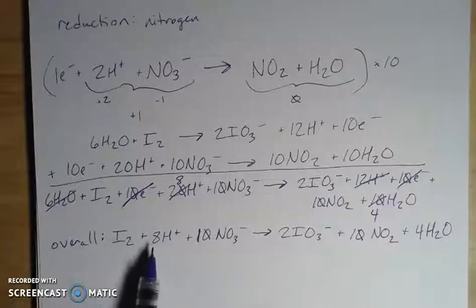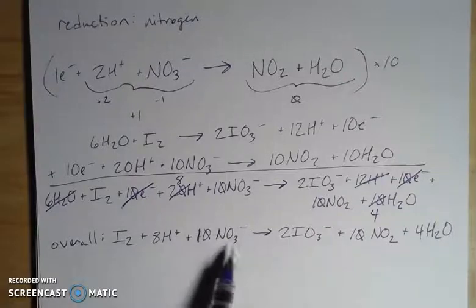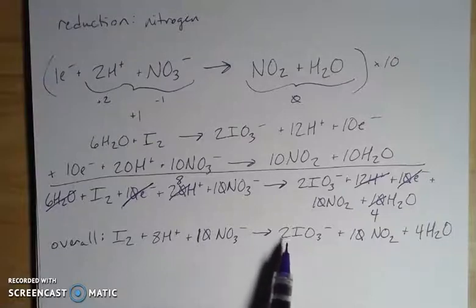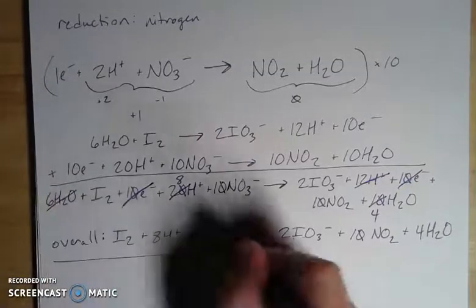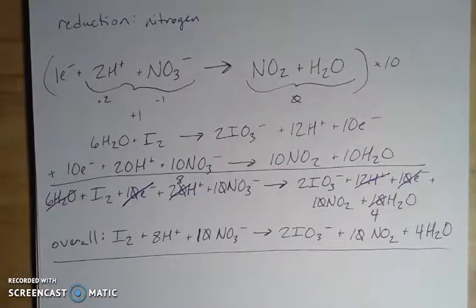And now, charge-wise, I have 8 plus here, 10 minus, and then I have 2 minus here, and that's it. So that means I have a net 2 minus charge on both sides, so I'm good to go as well. So here's my overall reaction, and that would be my final answer of balancing this redox process in an acidic environment.